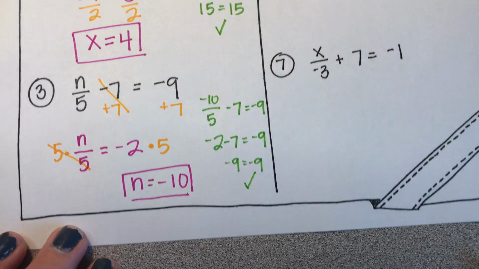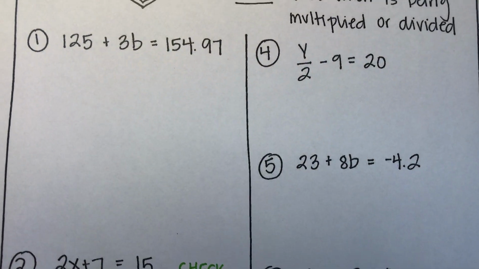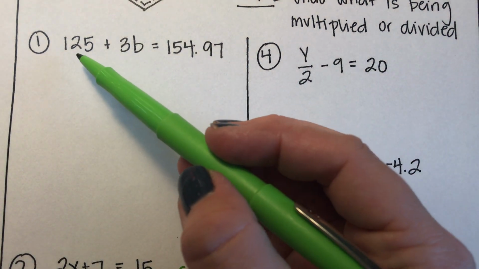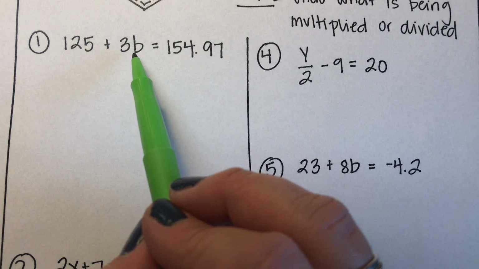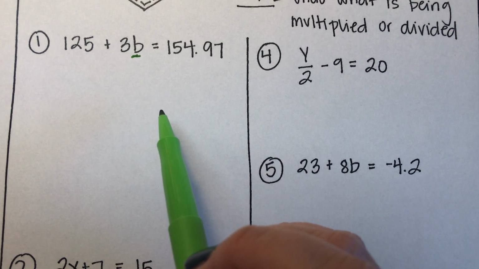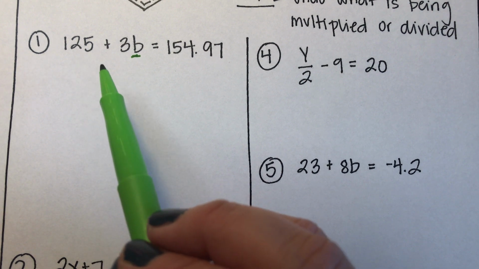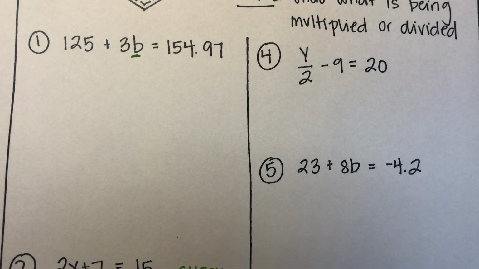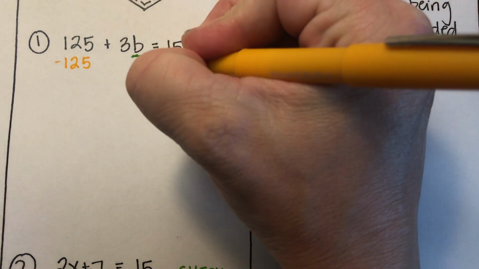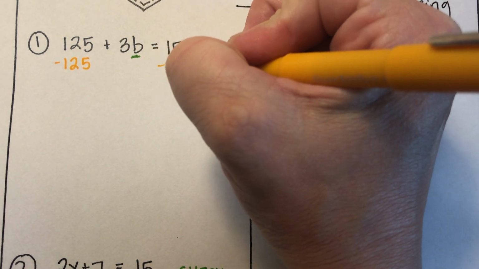Let's come up here and look at number 1. This one looks weird because the variable isn't first. This is still what I'm trying to isolate. So what's being added to 3b? 125. Because of the commutative property, it doesn't matter what order I'm adding in. So I'm going to subtract 125 from both sides.